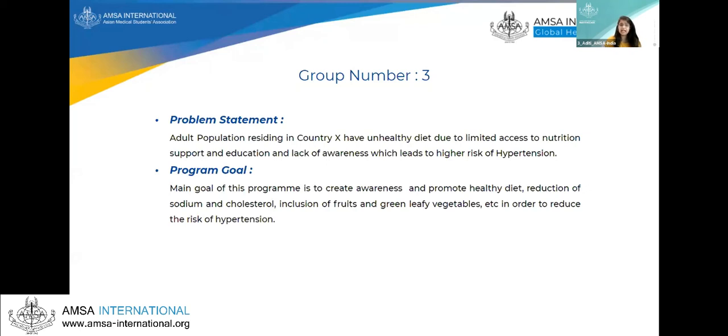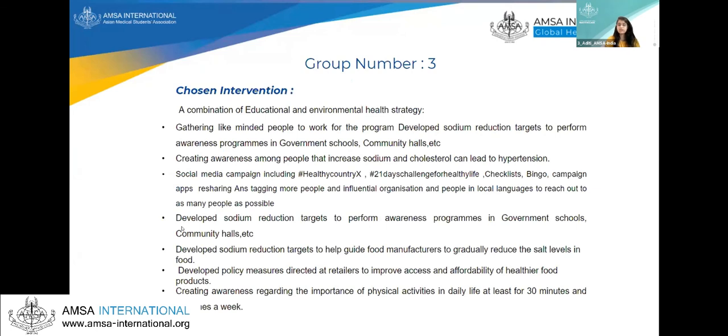This leads us to the main goal of the program, which is to create awareness and promote a healthy diet, reduction of sodium and cholesterol, and inclusion of fruits and vegetables in order to reduce the risk of hypertension. And how do we do that? We will do that in collaboration with GOs and NGOs. Now, the chosen intervention: we wish to intervene through an educational and environmental strategy. I'll just brief through these real quick and explain everything in the implementation part.